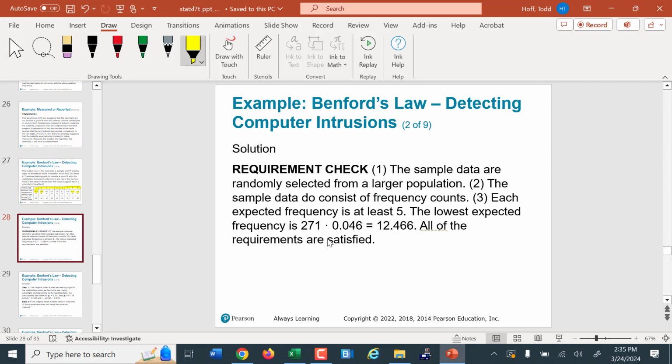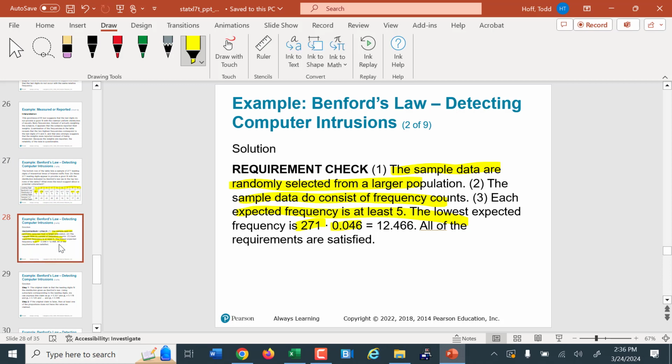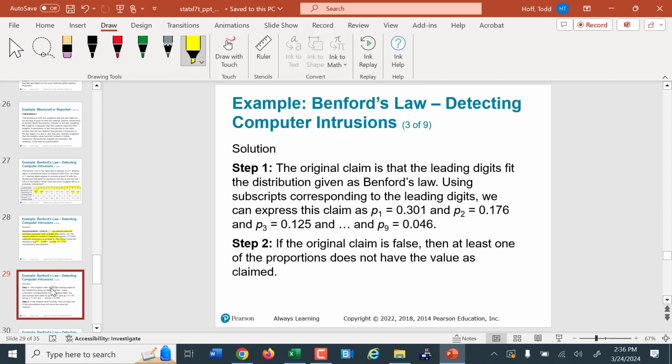So let's check the requirements here to perform this test. The data is a random sample from a larger population. The data does consist of frequencies in each category, and each frequency is expected to be at least 5. We have 271 items in our sample. The smallest percentage was the 9, which is 4.6%. So 271 times 0.046, which is the decimal form of 4.6%, gives us an expected frequency of 12.466, which is bigger than 5. So that means all of our requirements are met here.